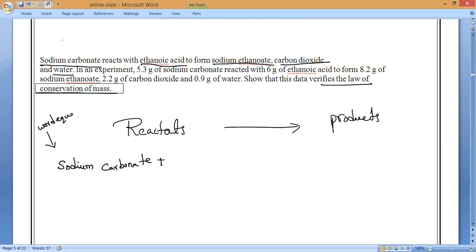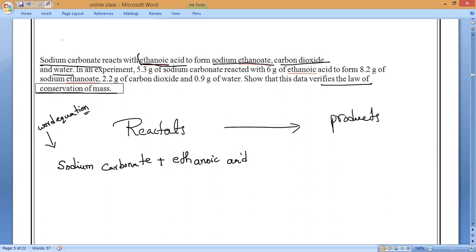Chemical equations are of 2 types: word equations and symbolic equations. If you are feeling difficulty, you can manage, but in 10th class you have to study it at any cost. That is why make a practice from now. So sodium carbonate reacts with what, guys? Everybody? Yes, ethanoic acid.